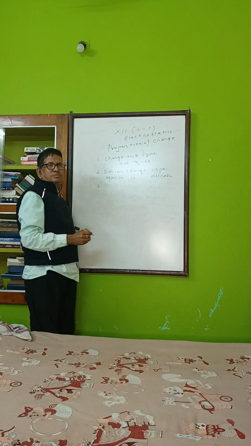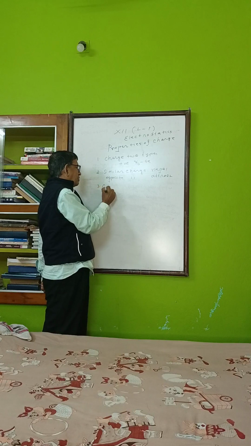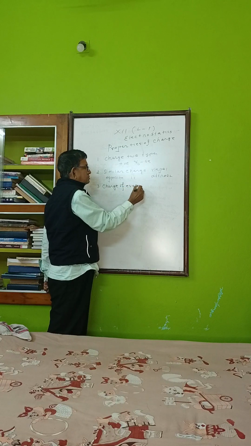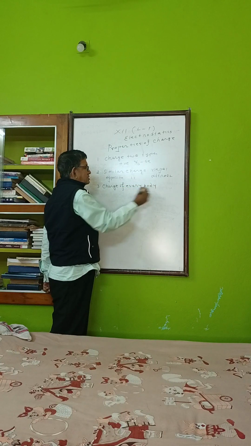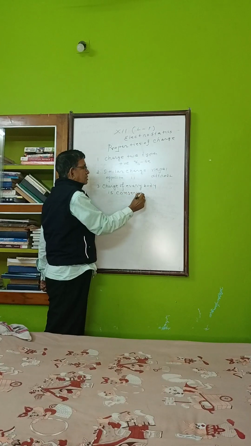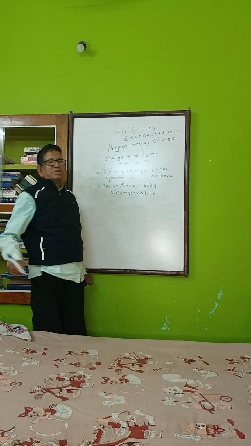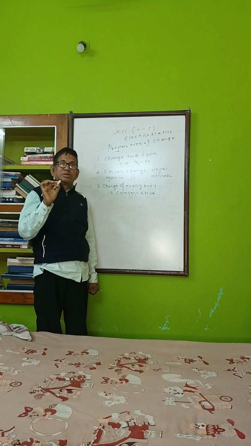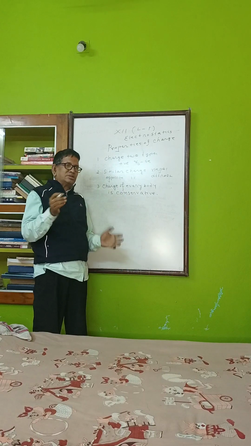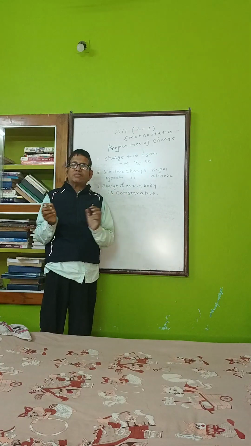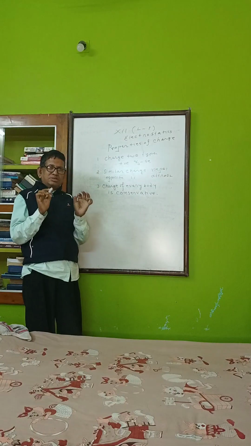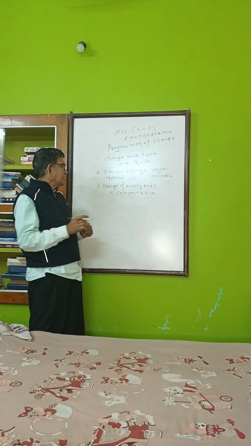Number 3 property: charge of every body is conservative. That means for any isolated system, charge is conserved. Charge cannot be added or destroyed. Even when the system's parts interact, the initial charge and final charge must be the same.